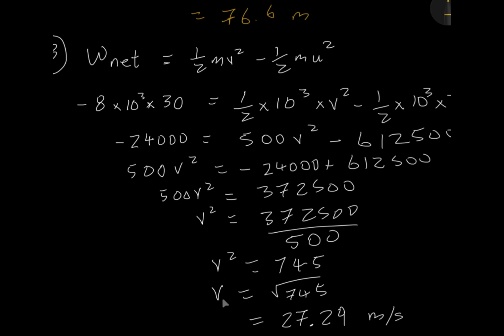Now to find v, we take the square root of 745, and so that is equal to 27.29 meters per second. So here now, velocity would be 27.29 meters per second. Thank you.